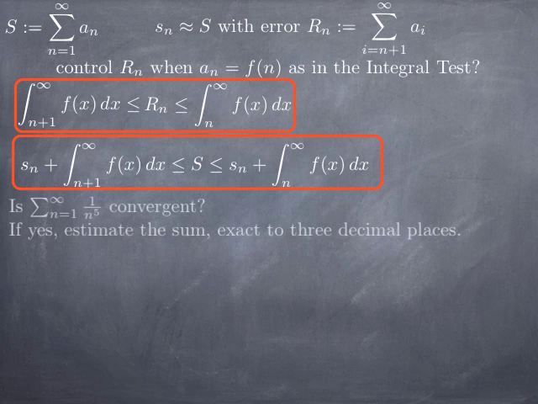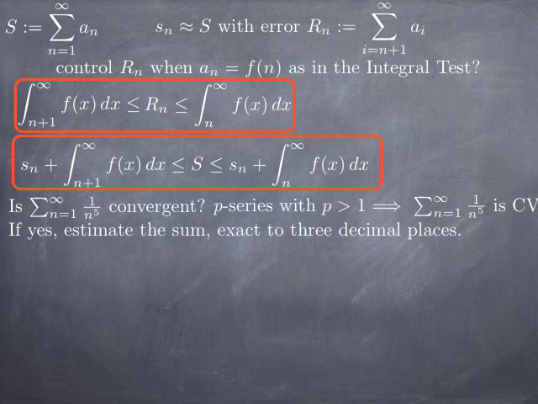To have 3 exact decimal places, we want the error, which is given by Rn, the nth remainder, to be less than 10 to the negative 4, because in that case it's not going to affect the third decimal. So how do we ensure that? Well, we have an upper bound for Rn. We know that Rn is bounded above by the integral from n to infinity of 1 over x to the fifth, which we can calculate as a function of n.